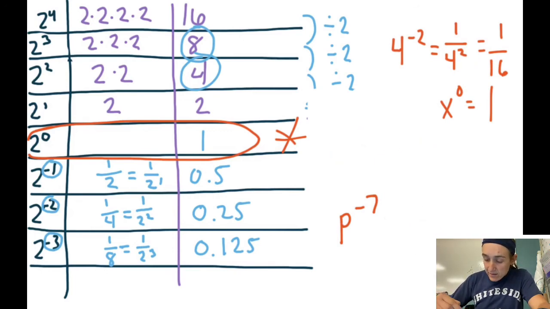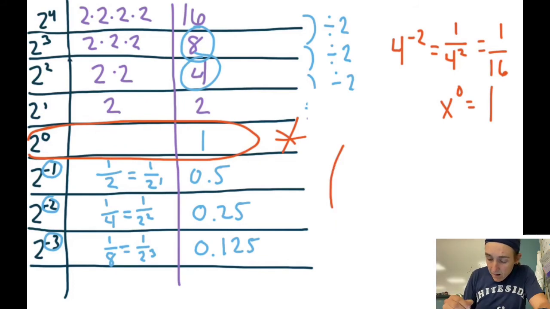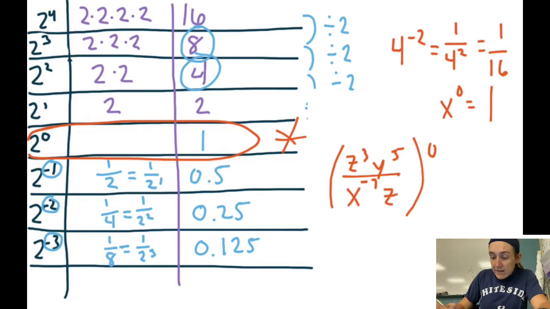So I could make up this crazy, really long problem here. We could go like z to the 3rd times y to the 5th over x to the -7th power times z. And if I said that whole thing is to the 0 power, you're like, nope, too easy. Anything to the 0 power is 1. Okay, so that's another exponent thing that we want to pay attention to. If we have something with 0 power, it's just 1.